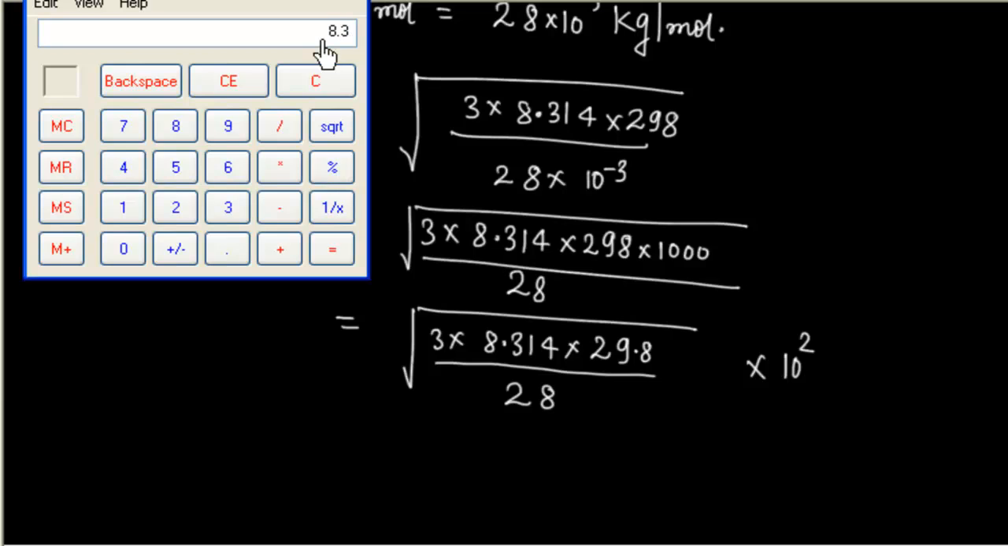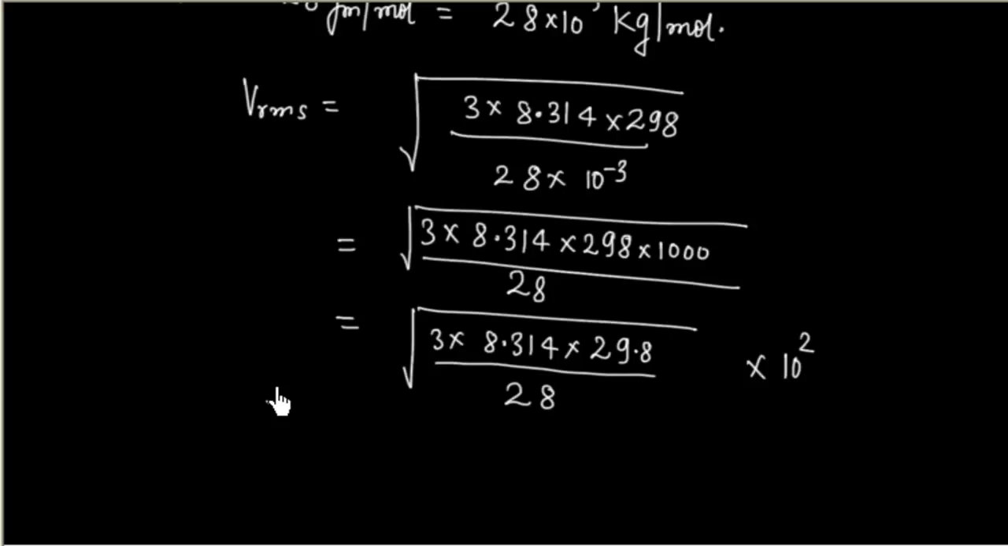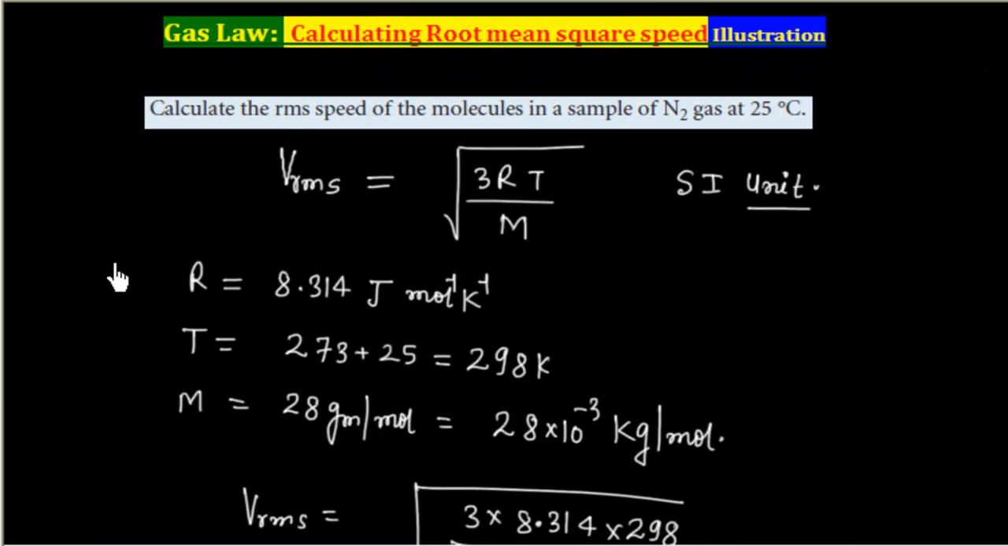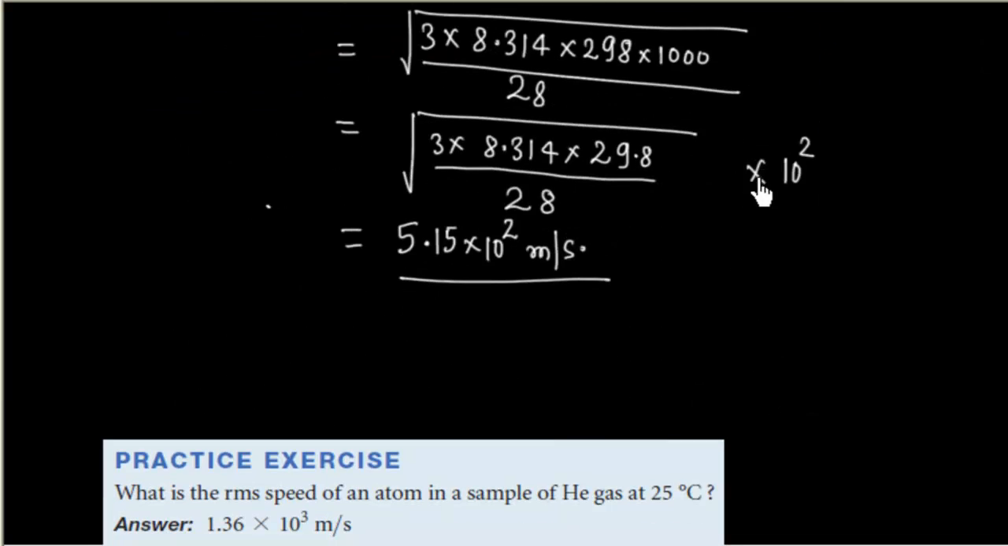If I use the calculator, 3 into 8.314, multiplied by 29.8 and divided by 28, and then we have to take a square root. So this is 5.15 into 10 to the power 2, and the SI unit for velocity is meter per second. So the molecules of nitrogen are moving with an RMS speed of 5.15 into 10 to the power 2 meter per second.